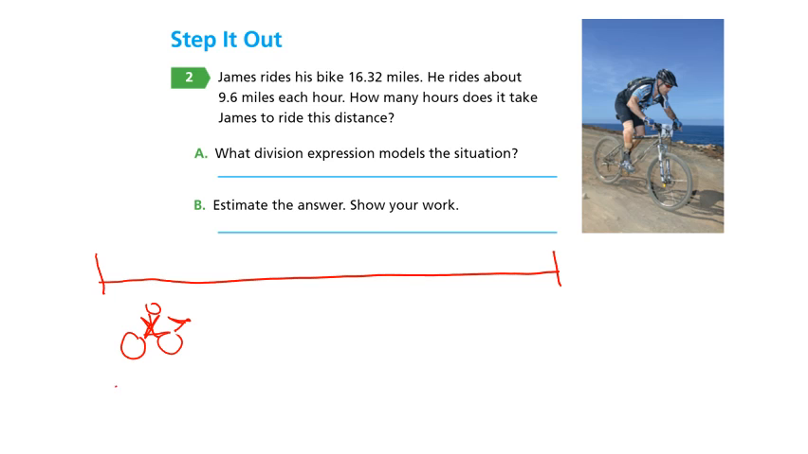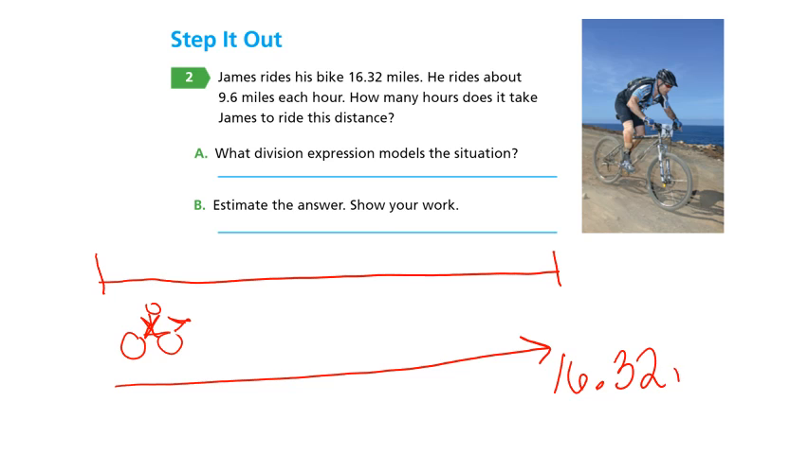And he starts here and he's riding his bike and he rides a total of 16 and 32/100 miles, and then he is really tired because every hour he's riding 9 6/10 miles. So I'm going to be spreading it up into that many. So I have a visual here. So the expression I'm going to use is what?